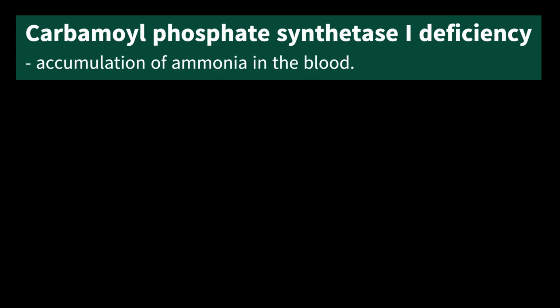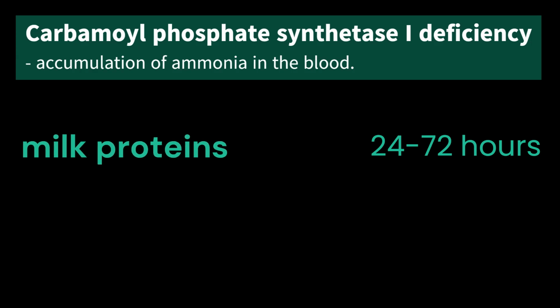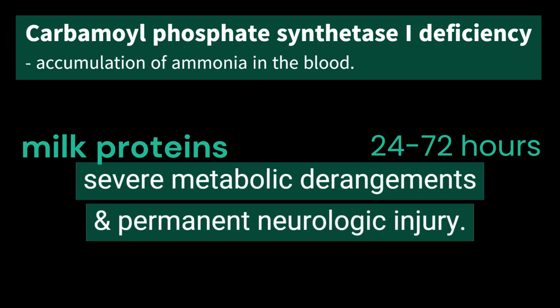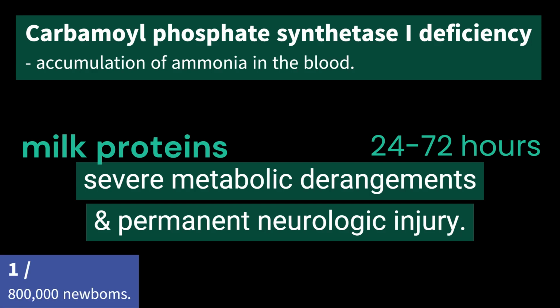ammonia in the blood. The most severe form occurs in the first 24 to 72 hours following birth, after feeding begins and milk proteins start to be broken down in the liver. If left untreated, affected neonates often die due to severe metabolic derangements. Survivors often develop permanent neurologic injury. The estimated incidence of carbamoyl phosphate synthetase I deficiency is about 1 in 800,000 newborns.